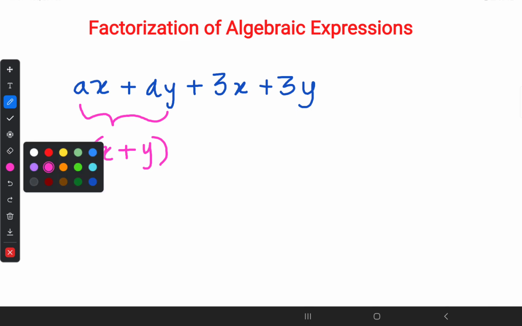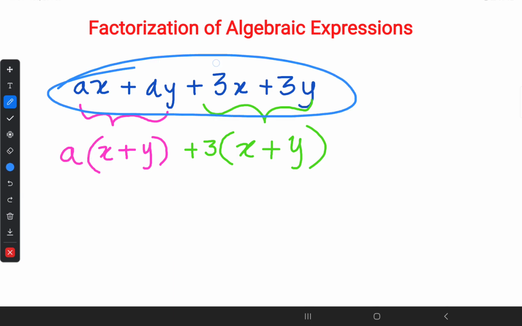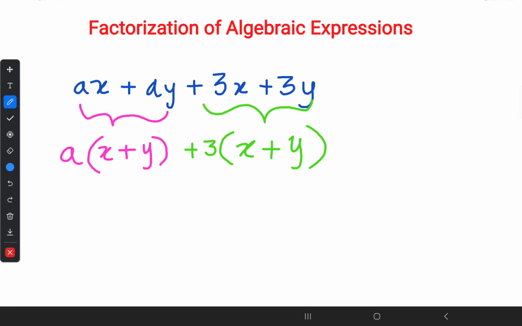Thereafter, we have another pair with 3 as a common factor, positive 3. When you select 3 as a common factor from these two, we have x plus y. I'll repeat it: there is no common factor for all these four values, so that's why we separated them into two pairs.